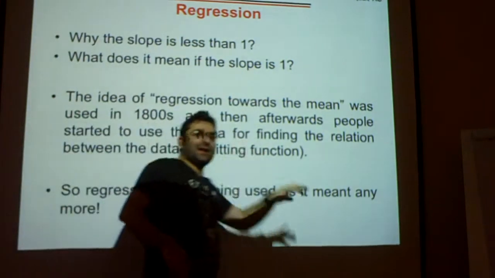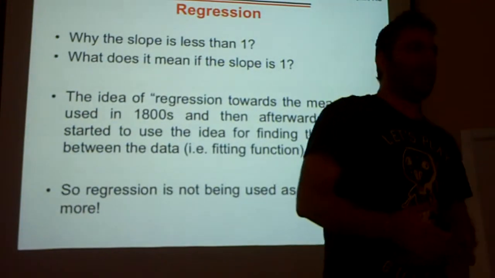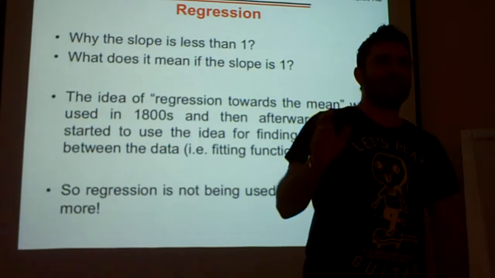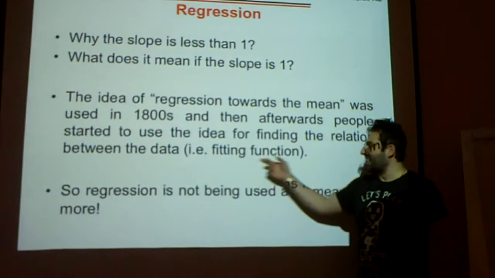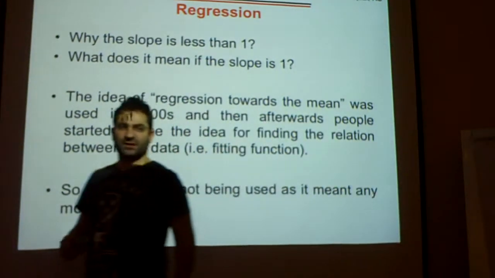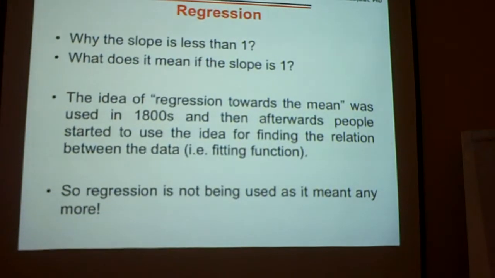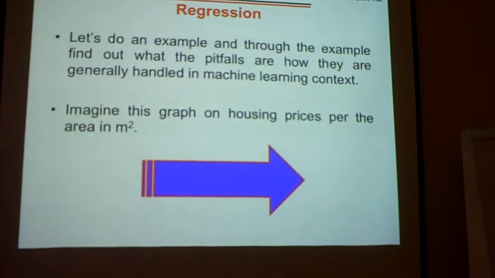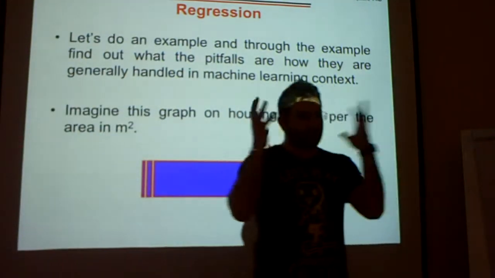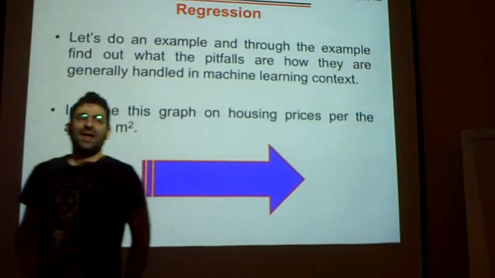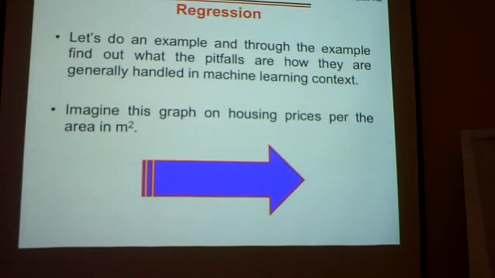Now historically, in the 1800s, when the word regression came out, it meant going towards the mean. But then machine learning came out, and we started to use it as fitting a function approximation. So from now on, whenever we use the word regression, we mean function approximation. Now, in order to understand this regression from a machine learning point of view, we have to do another example, a numerical example.